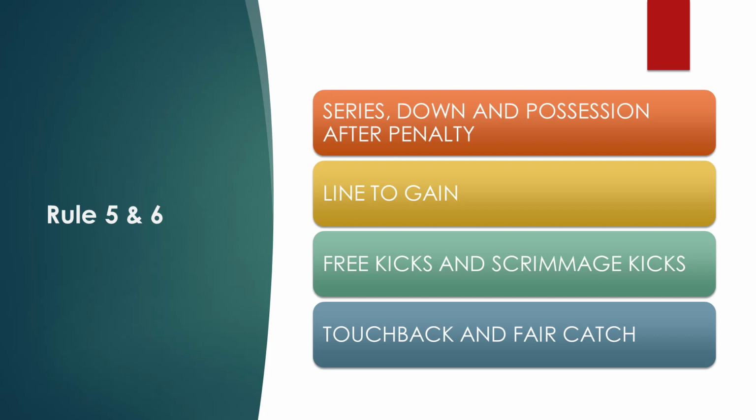As we mentioned, we're going to take a look at Rule 5 and 6 for this week. Rule 5 and 6 are covering series and how we're going to award a new series and what happens in those situations. Down and possession after penalties, so what are we going to do with the down and possession after penalties occur. Line to gain, measurements, and then free kicks and scrimmage kicks and all of the factors that go into officiating those plays. And then finally, we'll take a look at touchback and fair catch provisions.